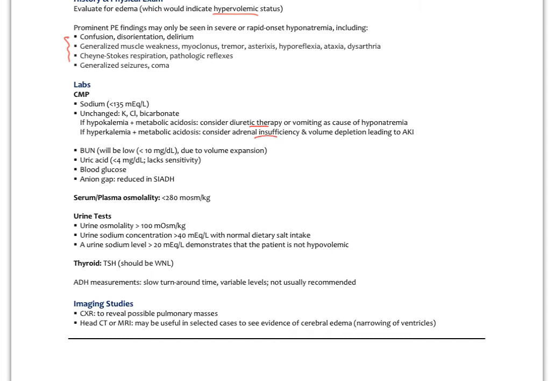BUN will usually be on the low side because of volume expansion. Uric acid also can be low, although these both lack sensitivity for diagnosis. Blood glucose, we want to check that to make sure they're not hyperglycemic. And again, we might see a reduced anion gap in SIADH. We want to check their serum plasma osmolality. Again, that should be under 280 to be hypoosmolar.